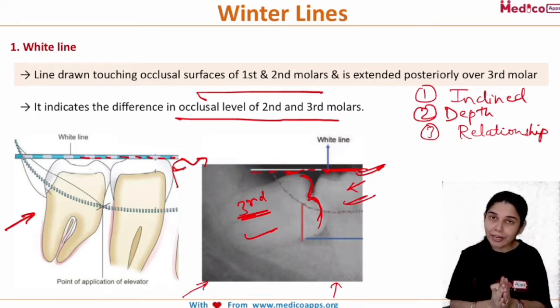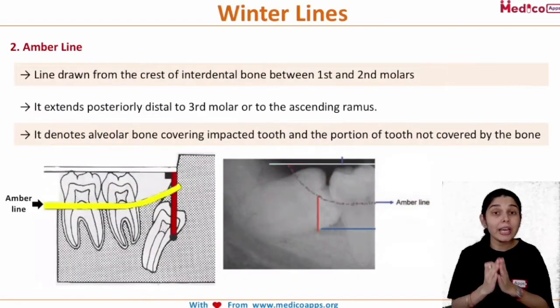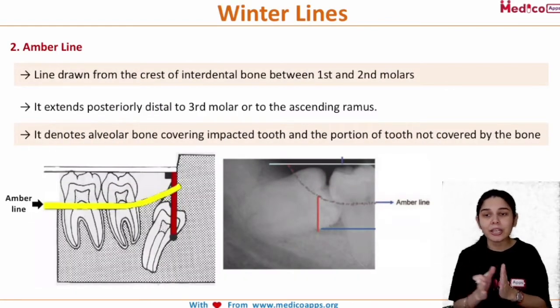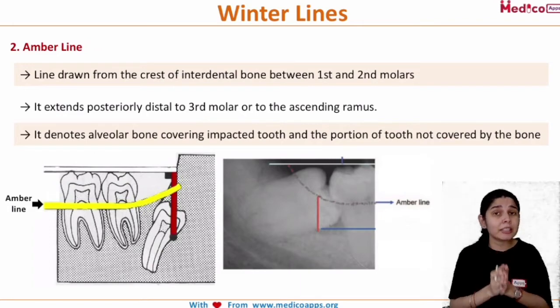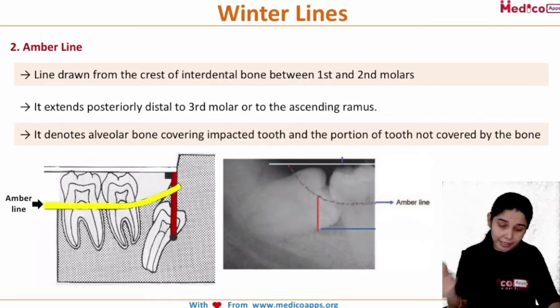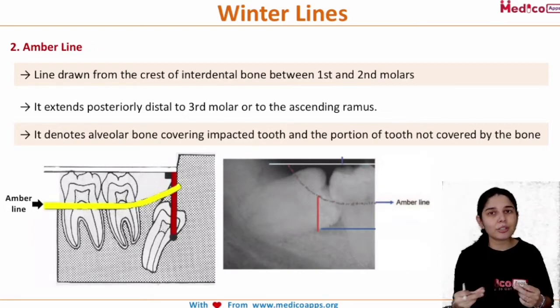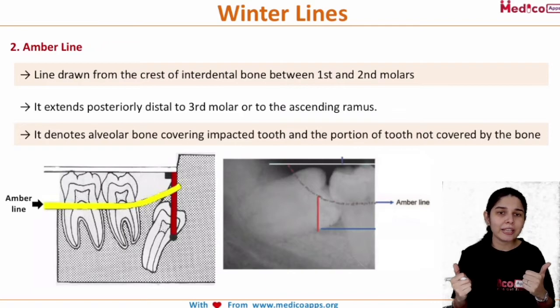So I hope you have understood the white line. Moving to the Amber's line, the second imaginary line. The second imaginary line is very important, and this is the question which is asked in this MCQ. So what is it representing and how is it drawn? Let me quickly tell you how Amber's line is drawn.